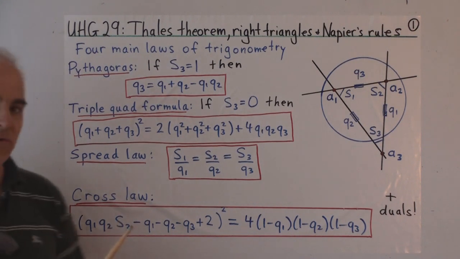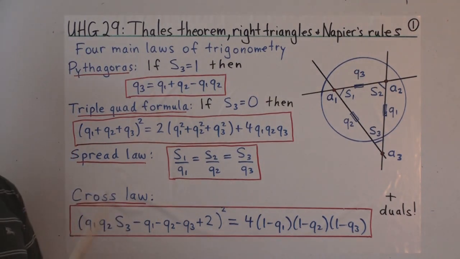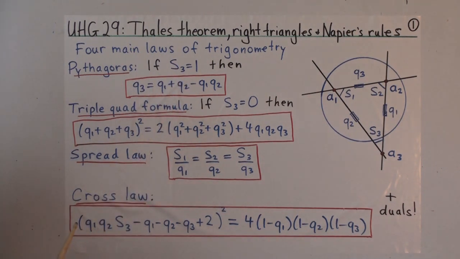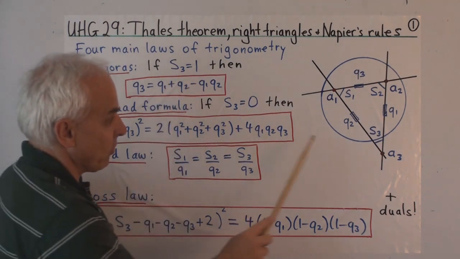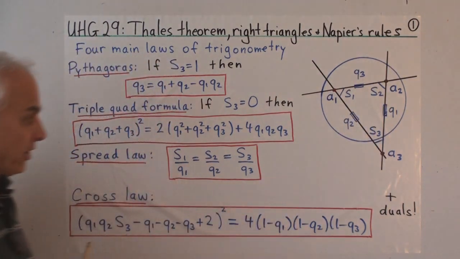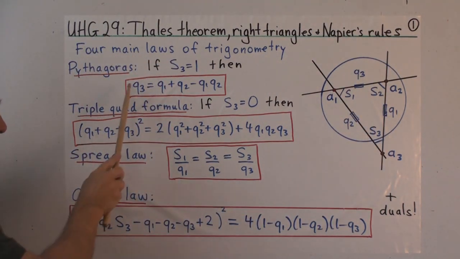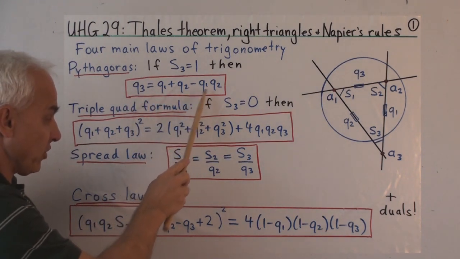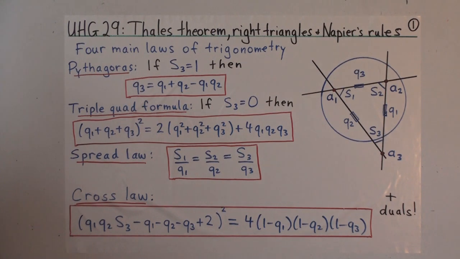And the four main laws, just to review, are first of all Pythagoras' theorem, that if one of these spreads is 1, in other words, if we have a right triangle where two sides are perpendicular, say if S3 is equal to 1, that would mean that these two sides are perpendicular, then Q3 equals Q1 plus Q2 minus the product of Q1 and Q2.